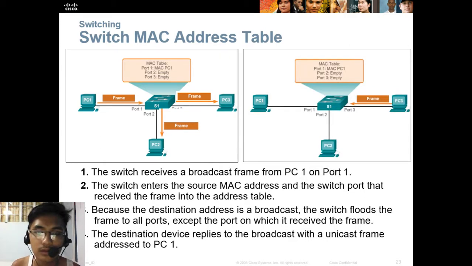Switch MAC address table. First, the switch receives a broadcast frame from PC1 on port 1. The switch enters the source MAC address and the switch port that received the frame into the address table. Because the destination address is broadcast, the switch floods the frame to all ports except the port on which it received the frame. The destination device replies to the broadcast with a unicast frame addressed to PC1.